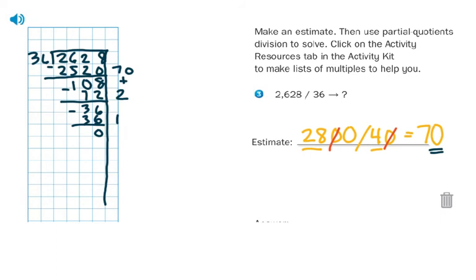Now all I have to do is add up the side. 70 plus 2 plus 1. The answer is 73. And it divided evenly. All right, you're going to give some tries yourself.